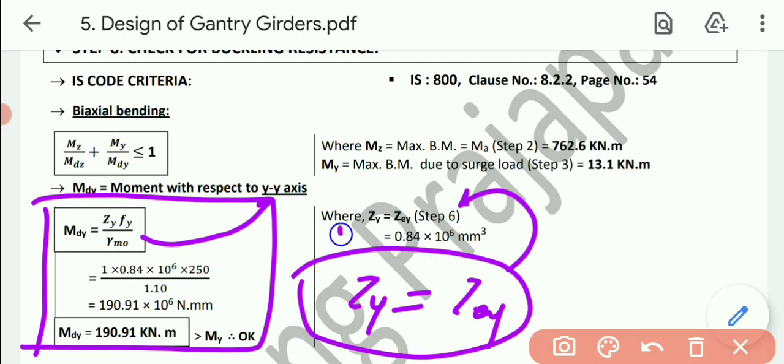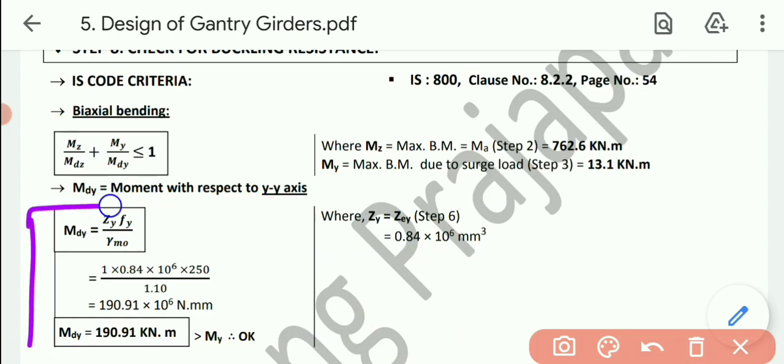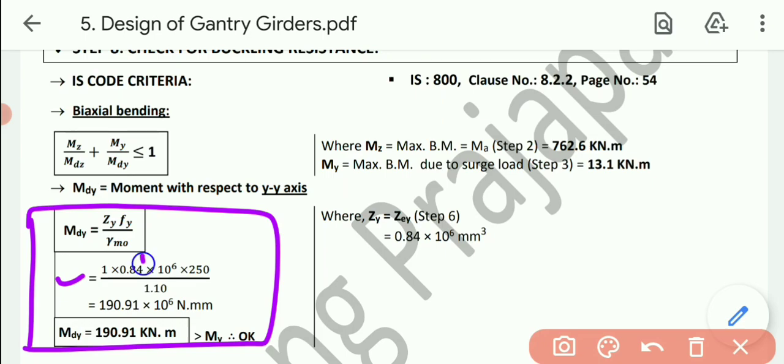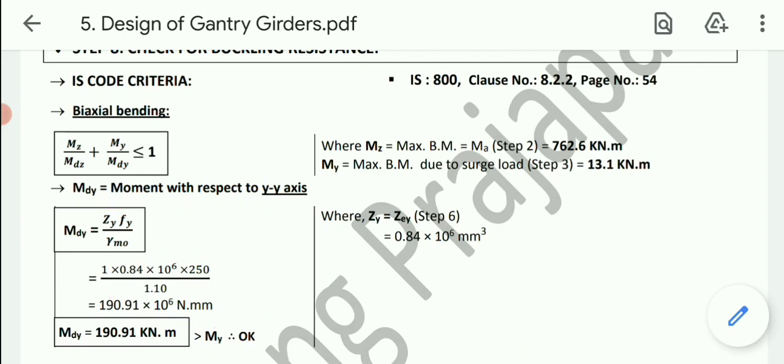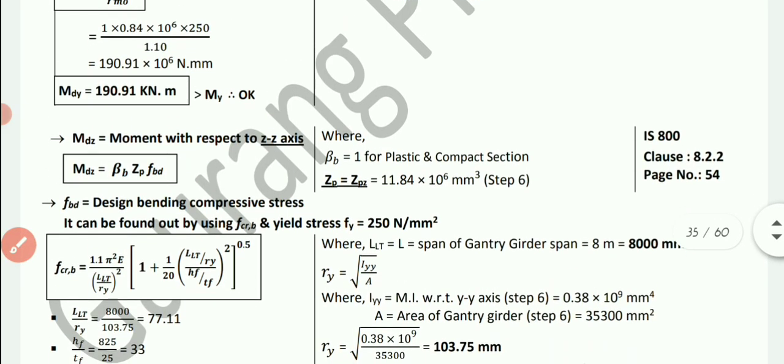So we have already this one in step number 6, 0.84 into 10 raised to 6. Let's put down this value in this formula. So Zey, that is 0.84 into 10 raised to 6, Fy, that is 250, and gamma m0, that is 1.10. By simplifying the term, we will get the answer 190.91 into 10 raised to 6 Newton into mm. Let's convert it into kilonewton into meter. 190.91 kilonewton into meter, which is greater than My, that is 13.1, and it's okay, there is no problem with that one. Next we need to calculate Mdz.